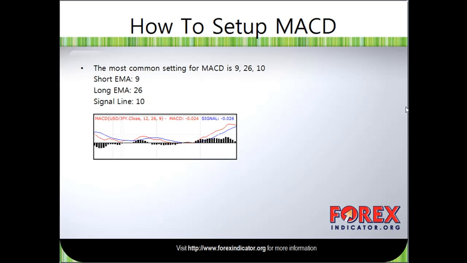So basically, what is a signal line? In this picture here, you'll find that there are two lines, one red and one blue. The blue line is the signal line, and the red line is the MACD line. This histogram that you see here is basically the difference between these two lines. As the difference gets narrower here, the histogram gets shorter. Where the difference is greater, the histogram is longer.